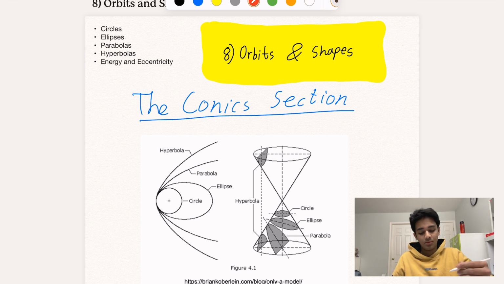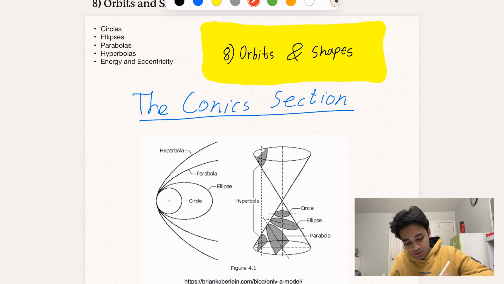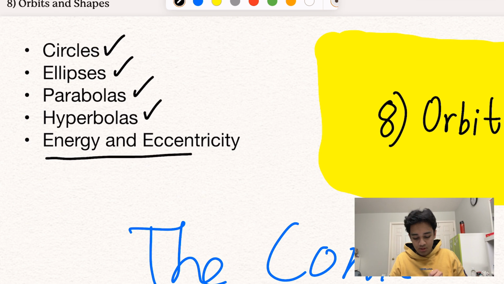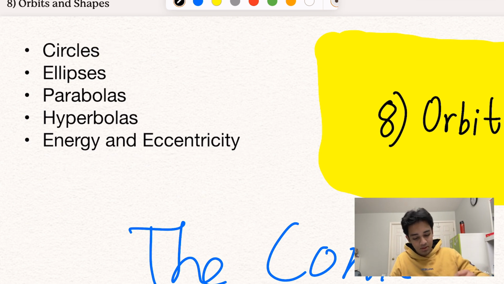In this video, we will be going over 4 different types of orbital shapes and more characteristics about the orbits themselves. So we will be covering circles, ellipses, parabolas, and hyperbolas. And then we're going to compare the energy and eccentricity in each type of those 4 orbits.